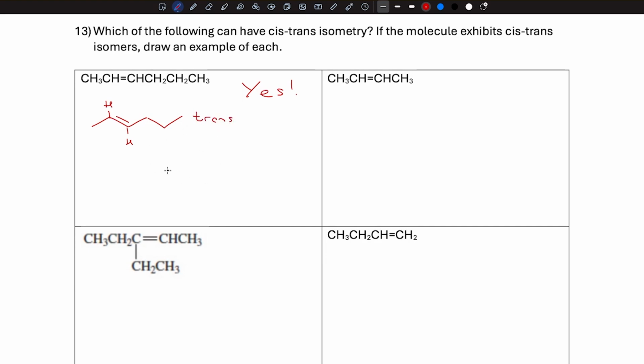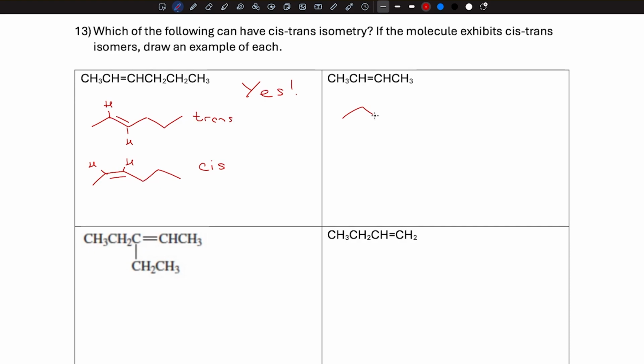And it's really good practice drawing this trans and cis isomer within a carbon chain. The cis isomer is going to look something like this. 1, 2, 3, 4, 5, 6. 6 carbons, and it's going to look like that. And notice that our hydrogens are again going to stick out, but now it's going to be on the same side.